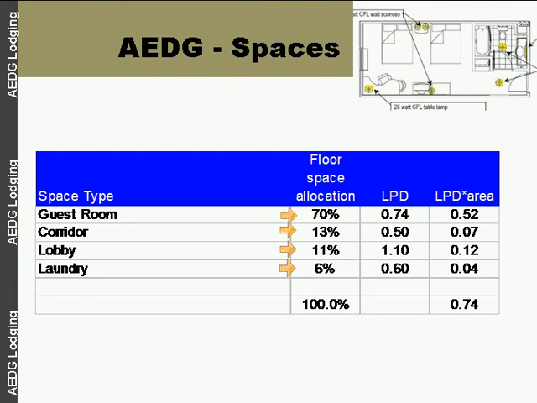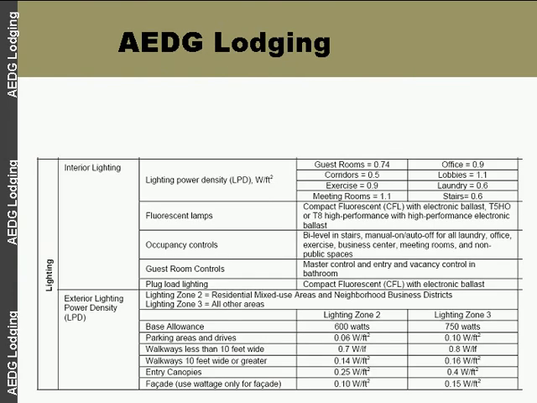And so here's the recommendation table. You can see that we've got a few more spaces here in the recommended light levels, or recommended watts per square foot. 0.74 for guest rooms, corridors 0.5, exercise 0.9, meeting rooms 1.1, and so on. Compact fluorescent lamps, again, with electronic ballast. You could use T5HO or high performance with high performance electronic ballast if you were doing, let's say, linear fluorescent in the corridor. There's no reason you have to use compact fluorescent. Again, the bi-level occupancy sensors and manual on.